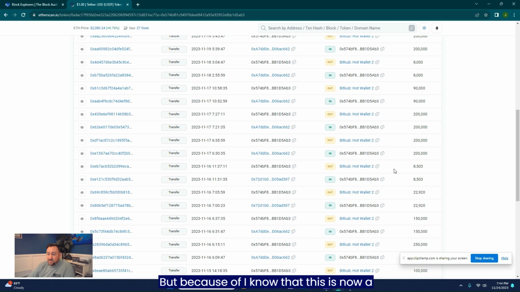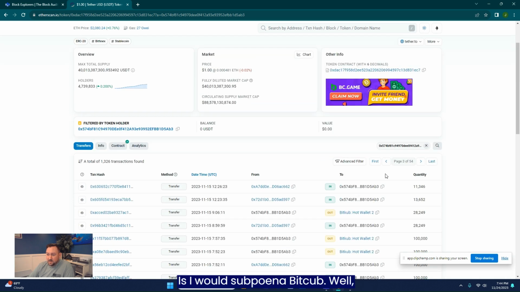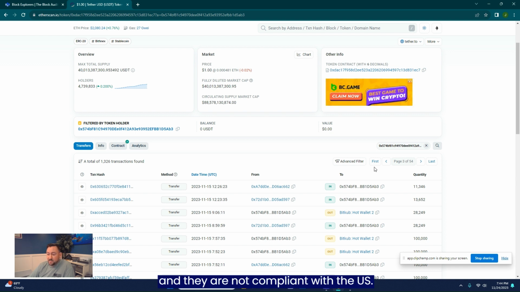But because I know that this is now a BitCub hot wallet, what I would do is subpoena BitCub. Well, unfortunately, BitCub is out of Thailand and they are not compliant with the US. But let's say this was like Coinbase or even Binance. Then I would know, hey, I can go after it.